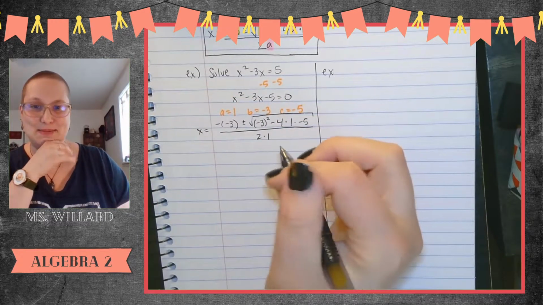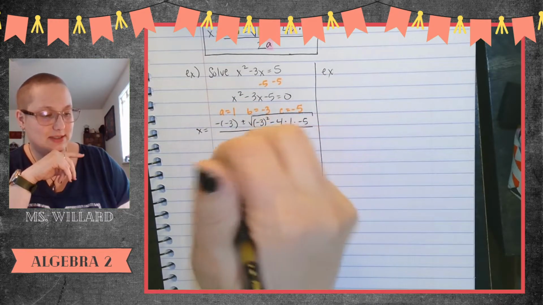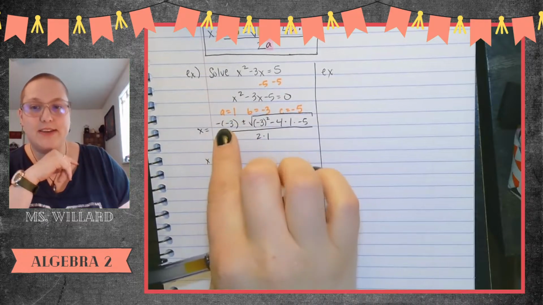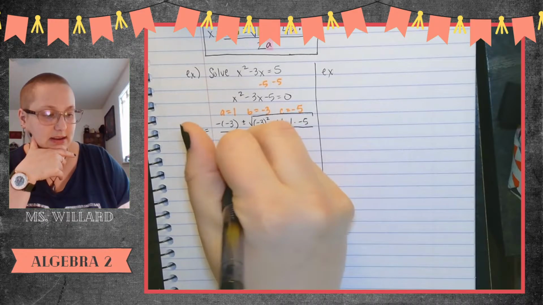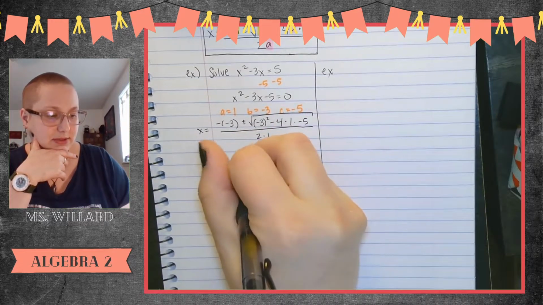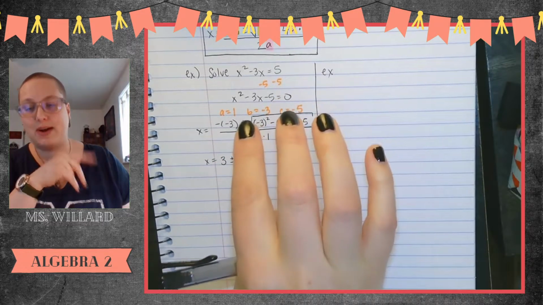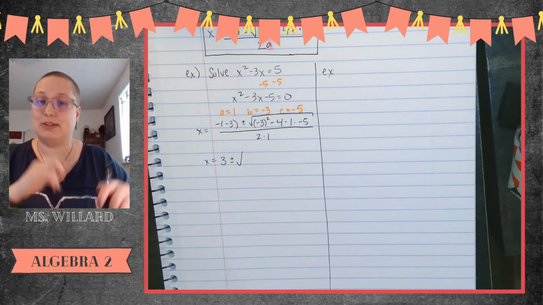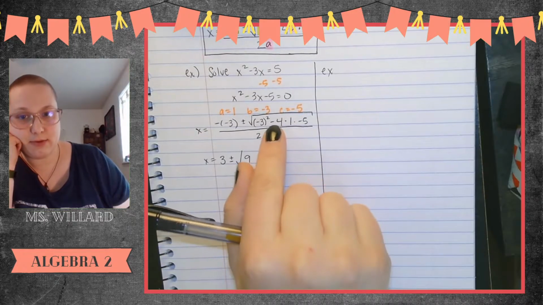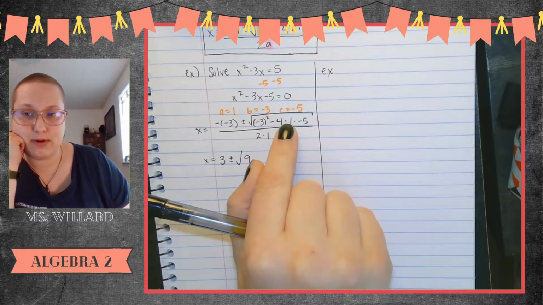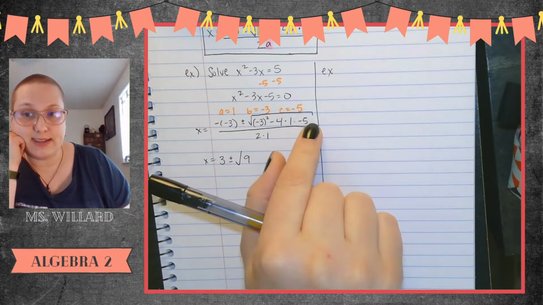Am I done? Heck no, I'm not. Let's clean it up step by step. Negative 3 is the same thing as a positive 3. I'm going to put the square root symbol back. Negative 3 squared is negative 3 times negative 3, which is a positive 9. And then negative 4 times 1 is negative 4, times negative 5 is positive 20.